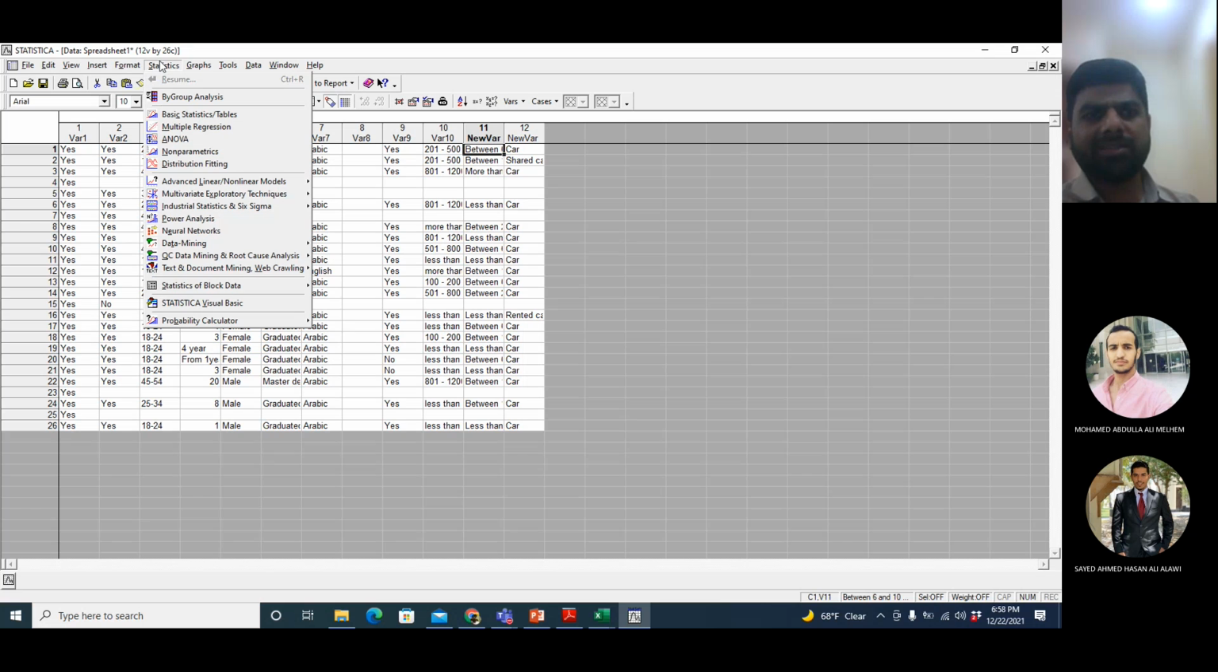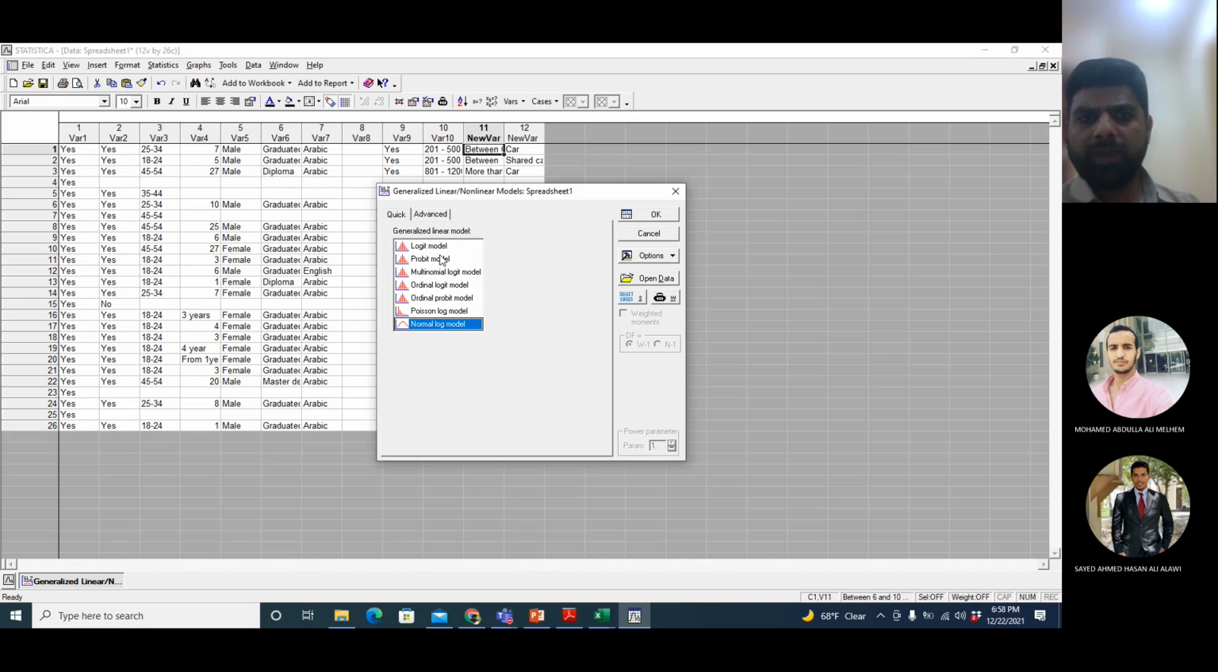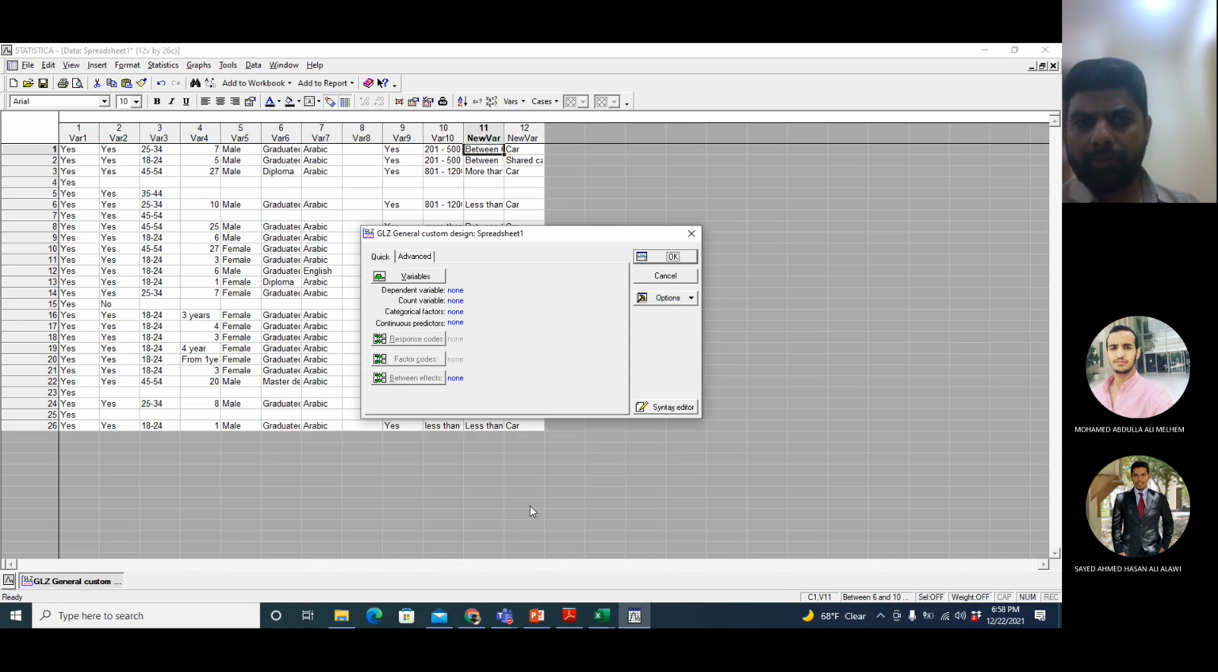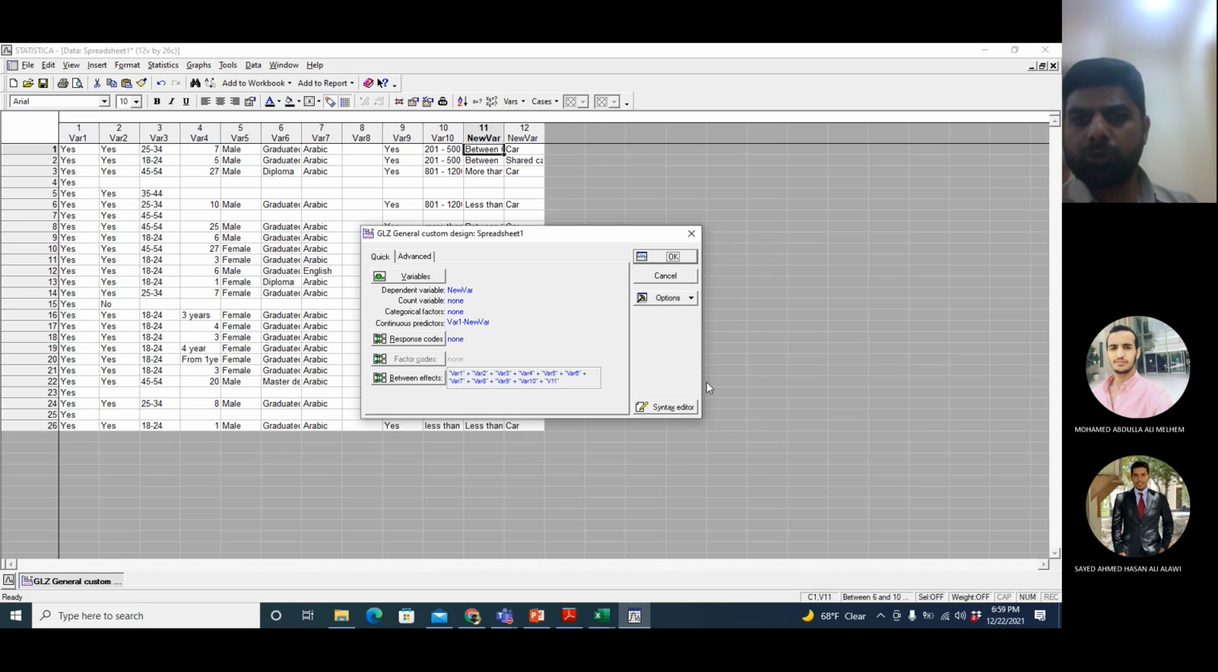Then you come here, statistics, advanced linear non-linear models, generalized linear non-linear models. You come here. Then you go to logit model, logit. Then you press OK. Then you come here, you see variables, go here, dependent variable, the mode choice, everything else continuous predictor. Dependent variable is the mode choice variable, the last one, and everything else will go here. And then you press OK.